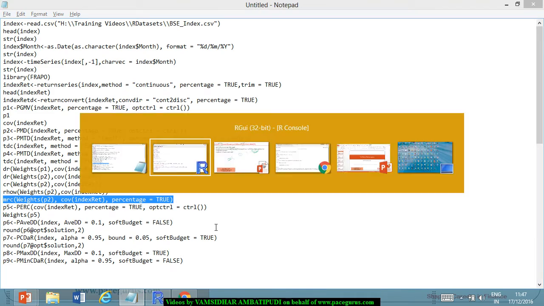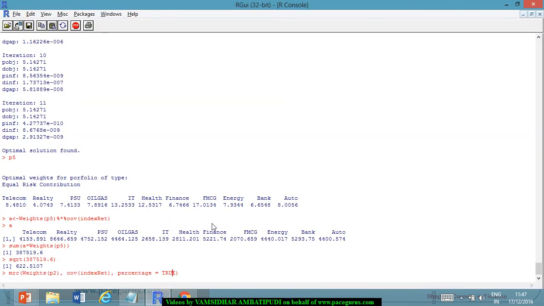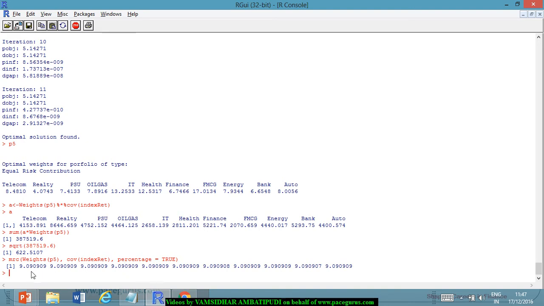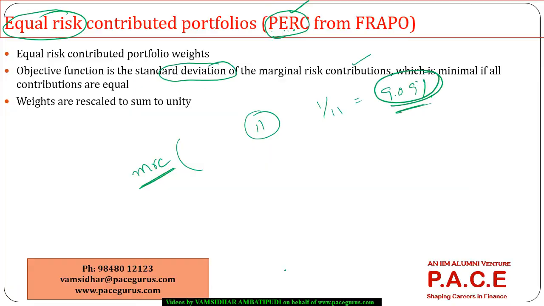contribution of each of the sectors to the overall portfolio standard deviation, wherein I give the weights of P5 to this MRC function along with the variance covariance matrix, I see that the marginal risk contributions of each of the sectors to the overall portfolio variance is exactly the same. Portfolio standard deviation is exactly the same. So this is what we are calling the equal risk contribution portfolio, right?